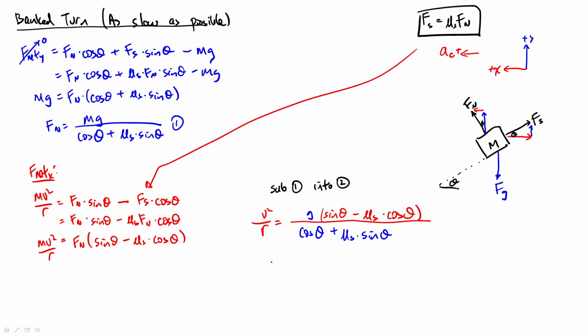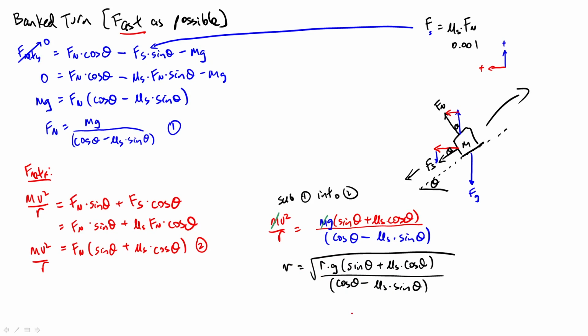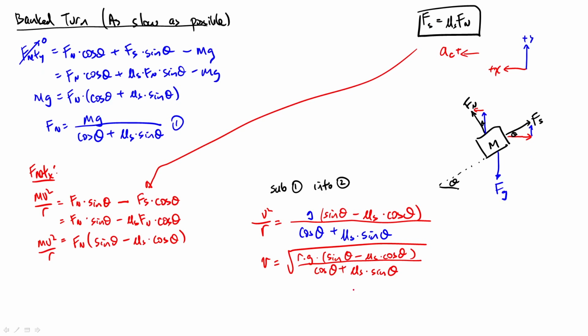And if we're trying to solve this problem for v, then v is equal to the root of r times g times, open bracket, sine theta minus mu s times cosine theta, close bracket, all divided by cosine theta plus mu s times sine theta. And I just want to check something because it's minus on top, plus down below. I think the other one had it flipped around. Yeah, that's one thing I noticed about these two problems. That part gets flipped around.